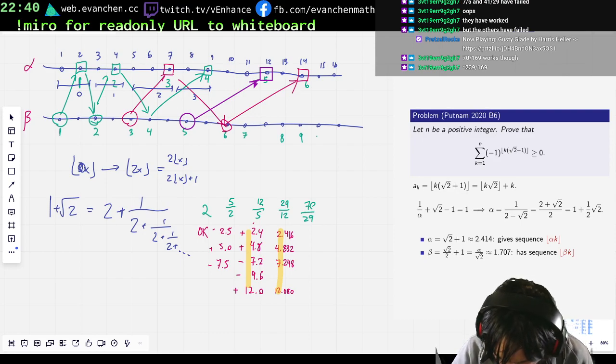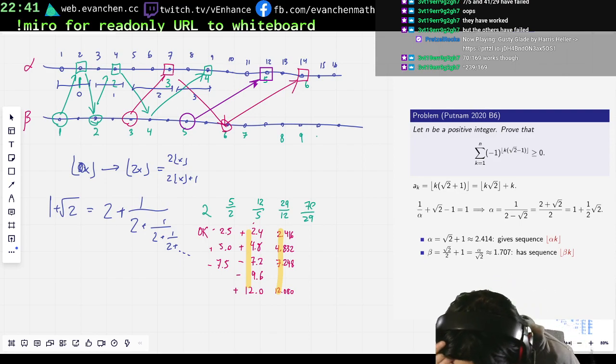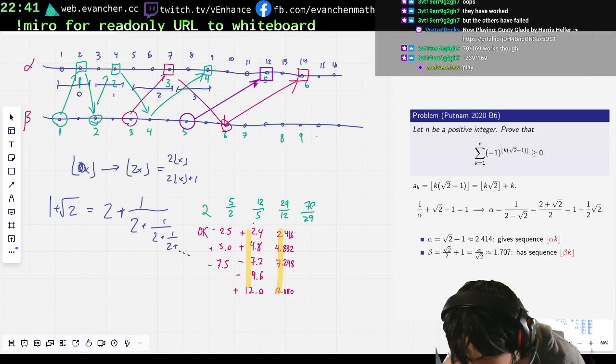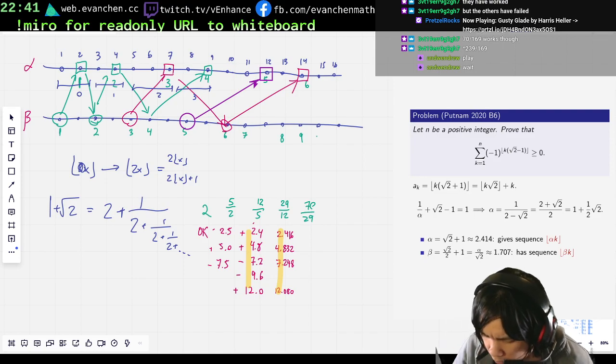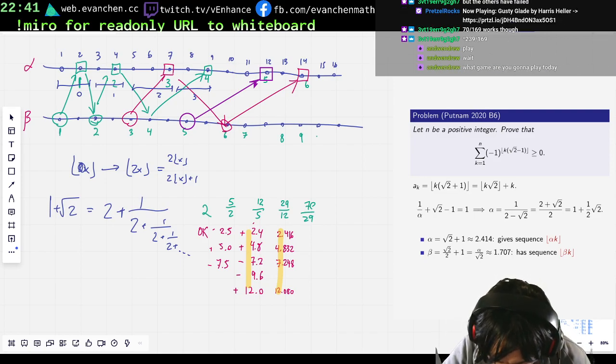Wait. No, that's actually really bad news. The odd denominator ones failed. Is it because... okay. Is it like one of these is an overestimate, the other is an underestimate?